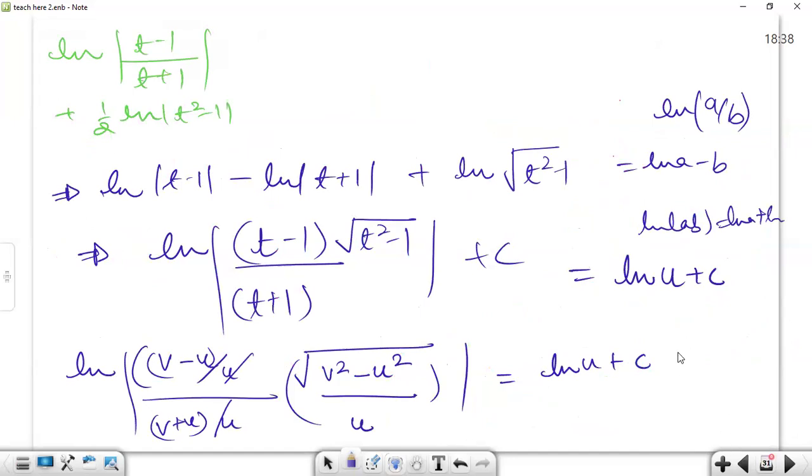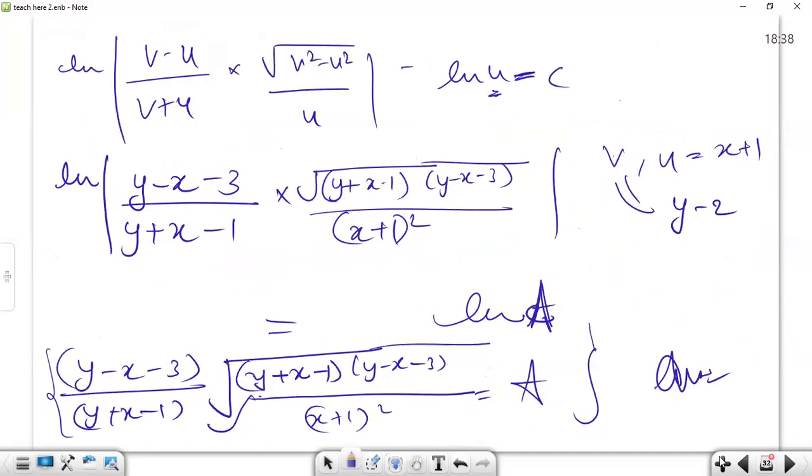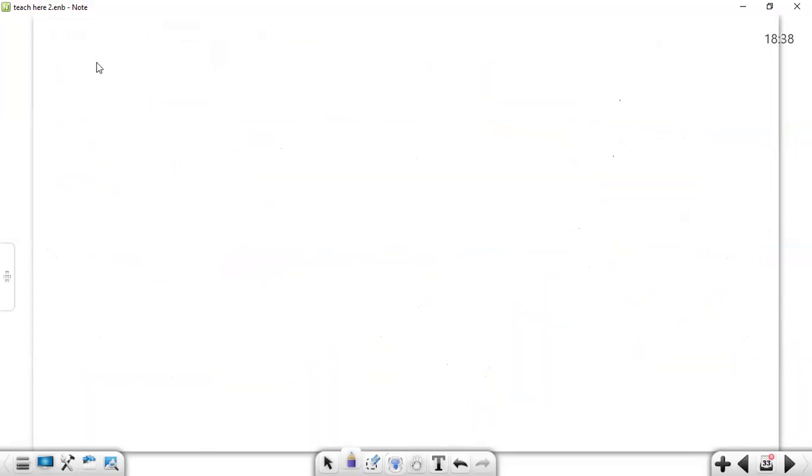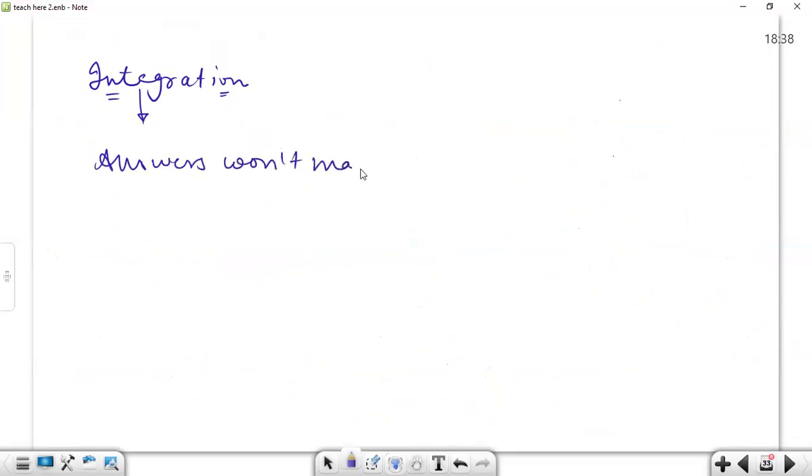And note one more important thing: when we are solving integration, it can happen in indefinite integration that your answers won't match. The answers change when you change the method. Yes, it happens, if you are wondered or amazed. I'm not saying that your answer will not match the option.